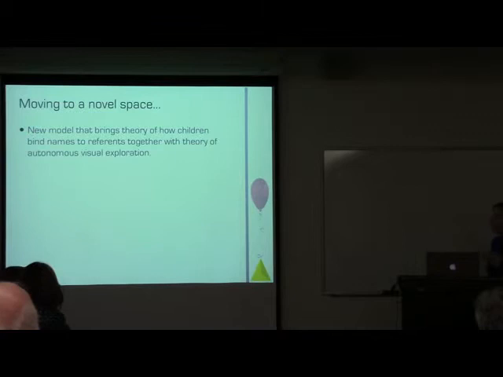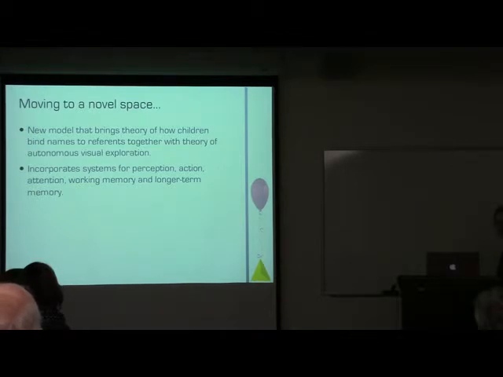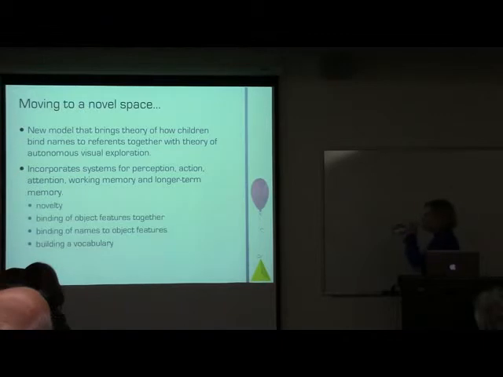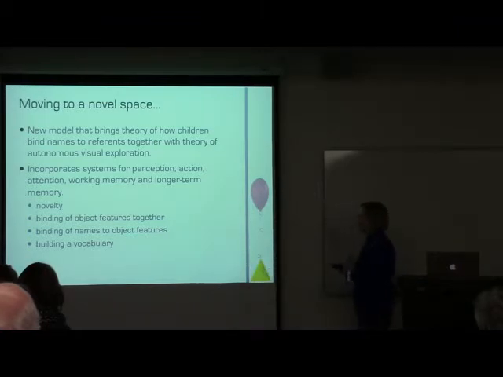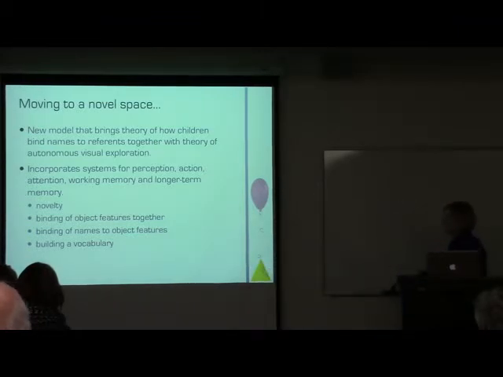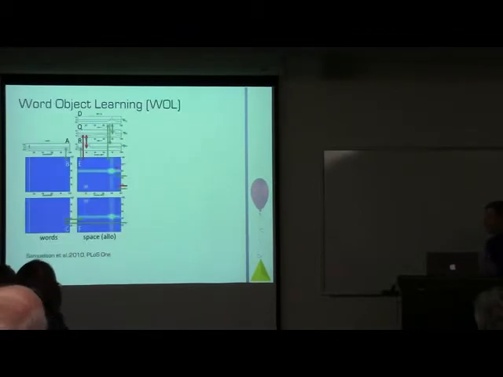Okay, so what I have is a new model that brings together a theory of how children bind names to reference with a theory of autonomous visual exploration. This incorporates systems for perception, action, attention, working memory, and longer-term memory. So it can handle processes of novelty, binding of object features together, binding of names to object features, and building a vocabulary over time.